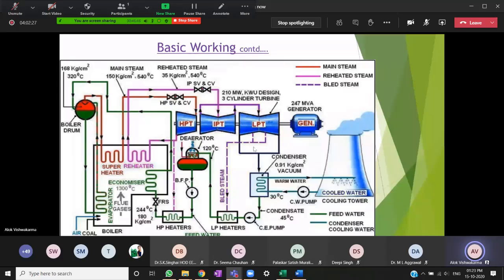When this turbine rotates due to this steam, there is a generator also, and electricity is produced here. So that is further transmitted. Here in the boiler, we have to put air also, and this is a coal path. So this is an overview.